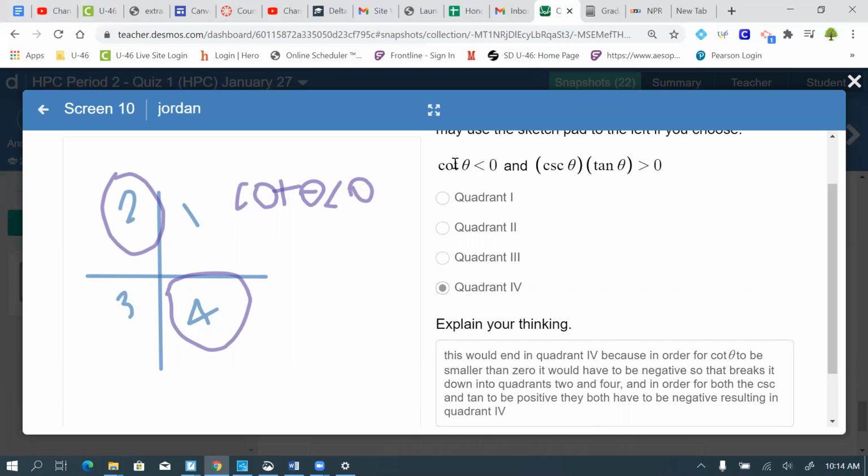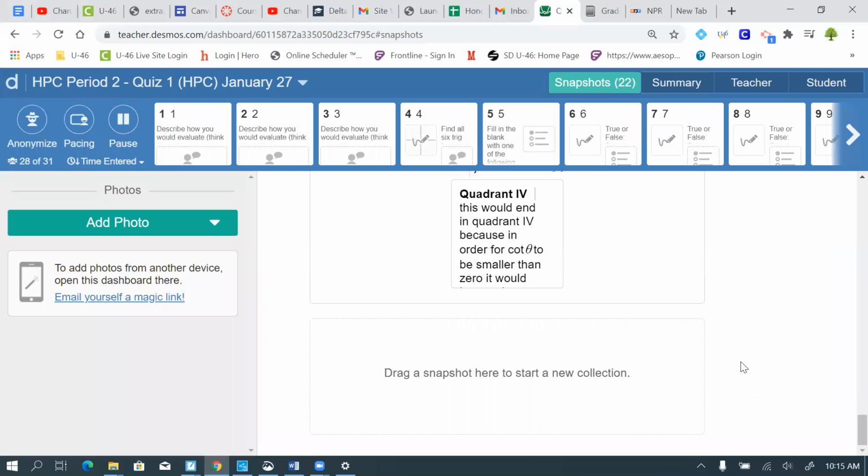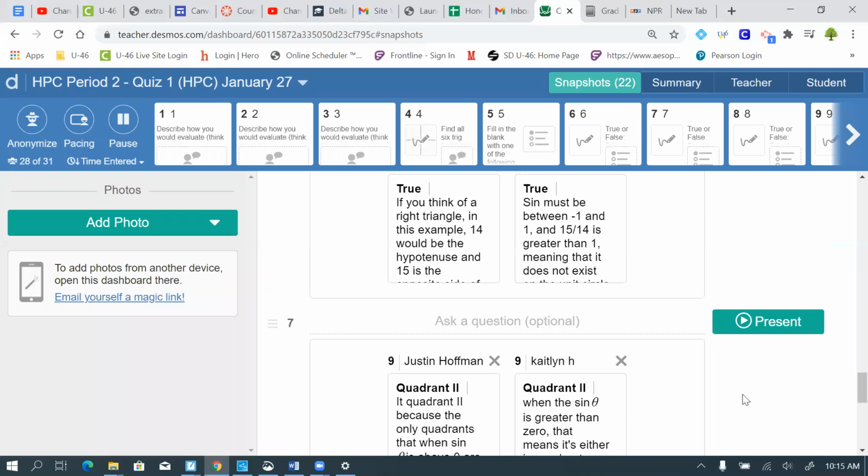Since cotangent is negative, tangent is negative. And for something times something to be positive, and one of those somethings is negative, this also has to be negative. Cosecant has to be negative. And if cosecant is negative, that means sine is negative. And if sine's negative, y is negative, which means you're below the x-axis, so you're in quadrant 4. And that is the entire quiz.